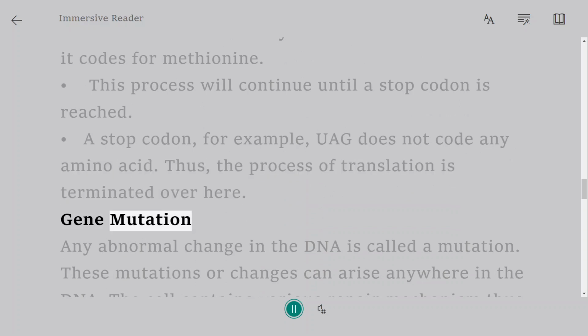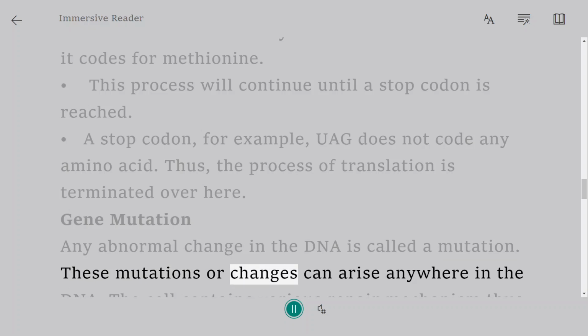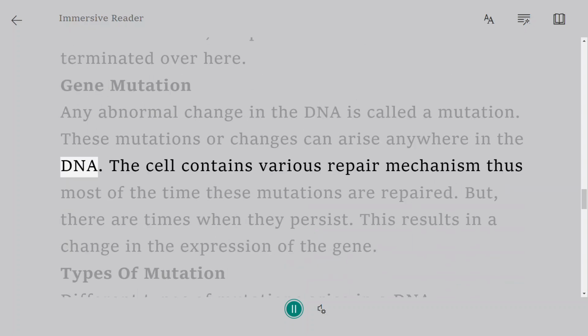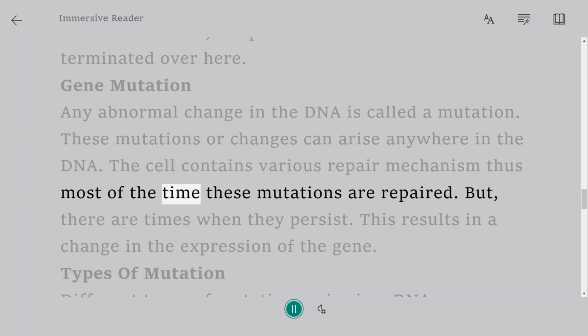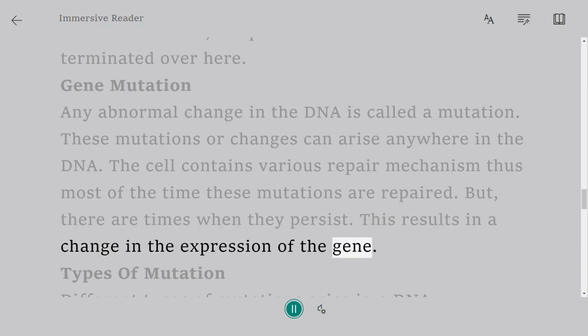Gene mutation. Any abnormal change in the DNA is called a mutation. These mutations or changes can arise anywhere in the DNA. The cell contains various repair mechanisms, thus most of the time these mutations are repaired. But there are times when they persist. This results in a change in the expression of the gene.